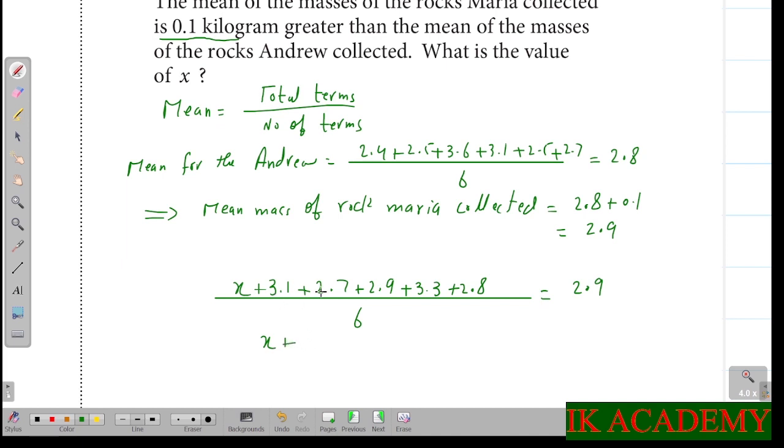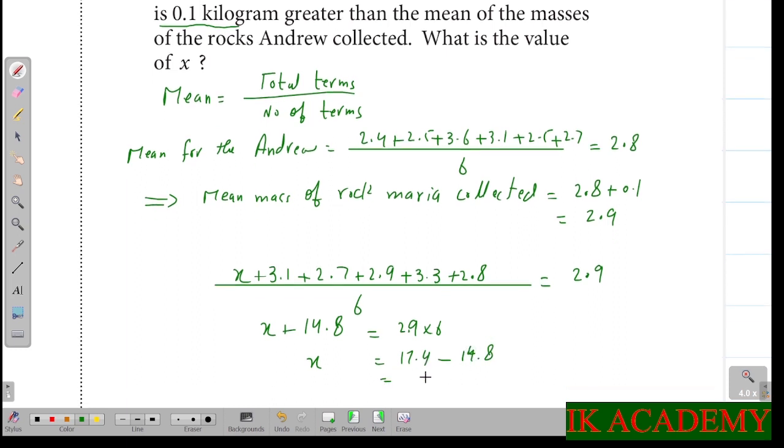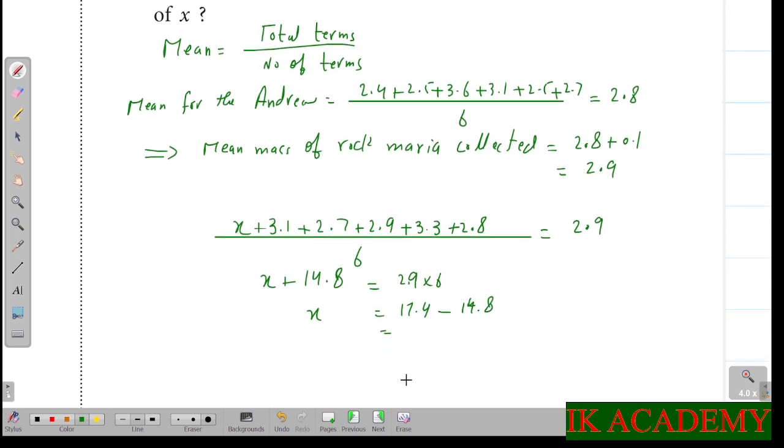So x plus the remaining amounts will be equal to 14.8, and if we multiply 2.9 with 6, 2.9 multiplied by 6 will be equal to 17.4. So x is equal to 17.4 minus 14.8, which is equal to 2.6. So x will be equal to 2.6 as required. Let's move to the next question.